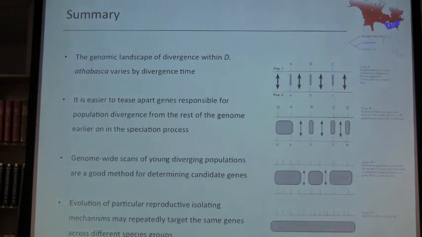Genome-wide scans are great, particularly for looking at these young diverging populations, because you can actually see these peaks that correspond to the very small sections of the genome that are undergoing divergence. And it's a good way to determine candidate genes. Another exciting thing that this might point to is that speciation might be targeting some of the same genes over and over in different taxa, because as I showed, it was already known in different species that Nona was involved in courtship song differences.